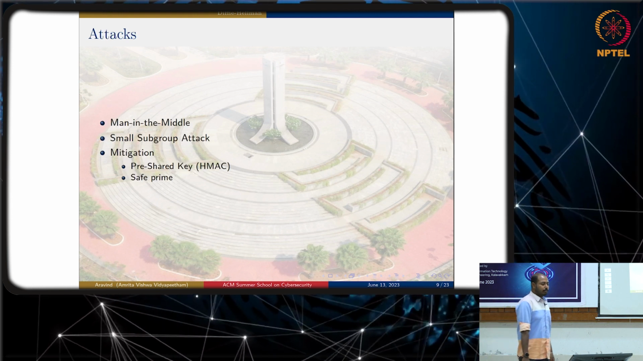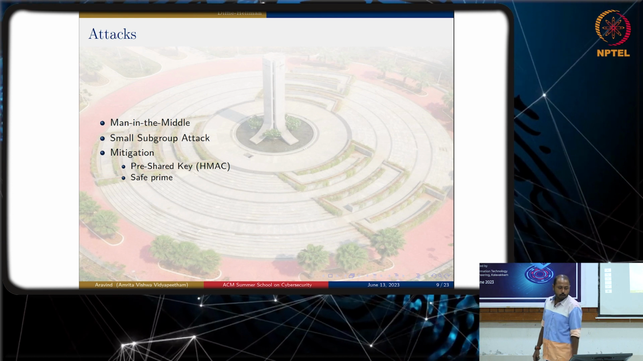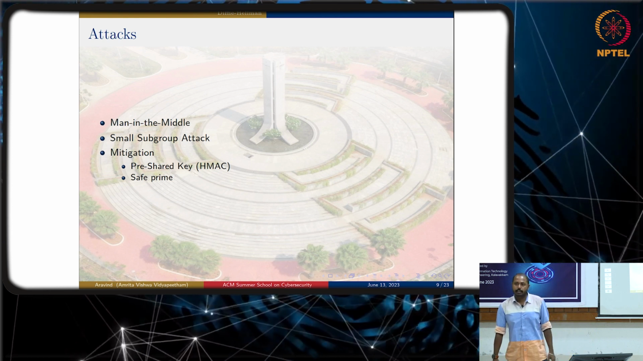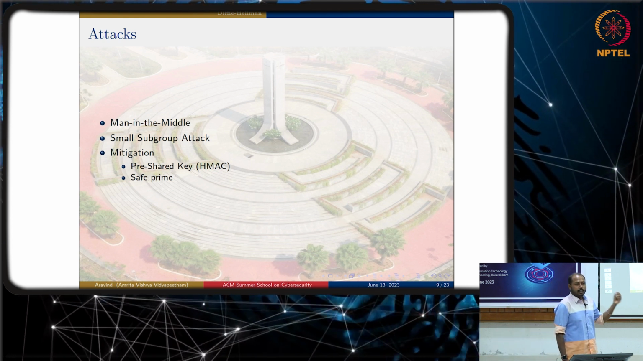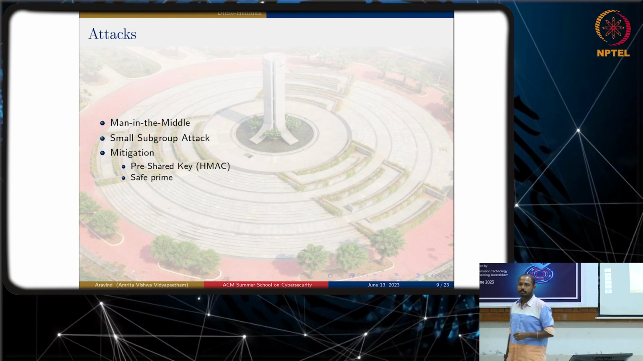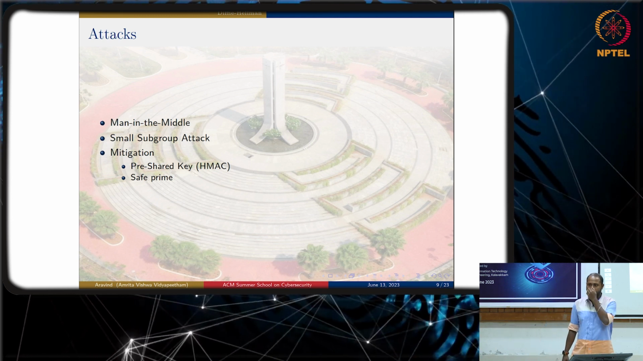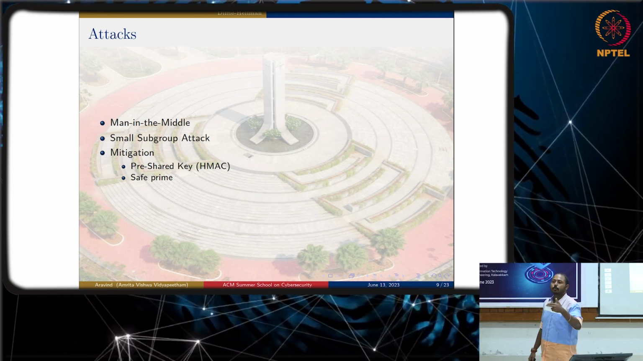So there is some other attack which we call small subgroup attack. Small subgroup attack is actually, have you heard of something called brute forcing? Everybody knows brute forcing, right? So what do you mean by brute forcing? Trying all the combinations of keys.